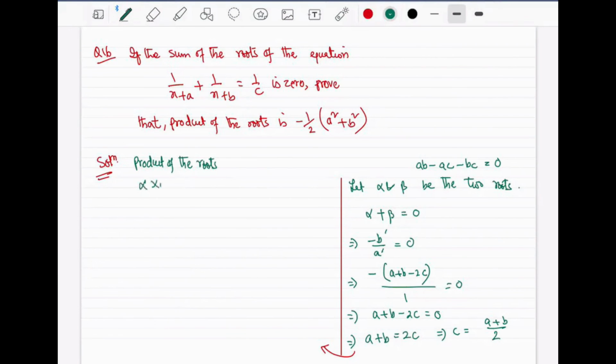Product of the roots will be alpha into beta. What is this equal to? It is equal to C by A. We have to calculate the product of the roots, and then obtain this value right here.